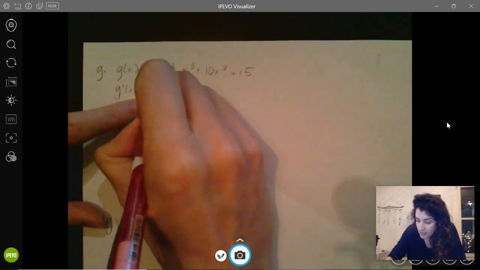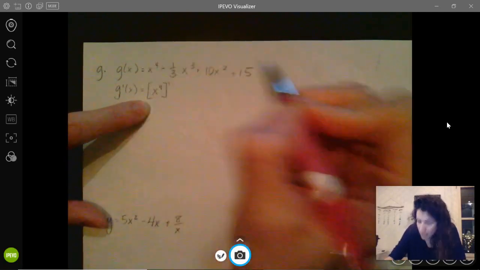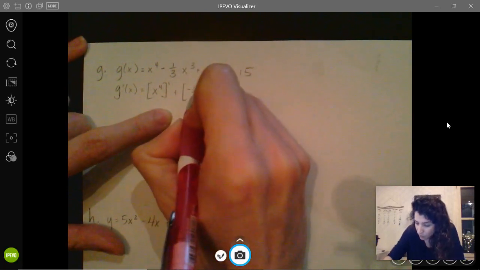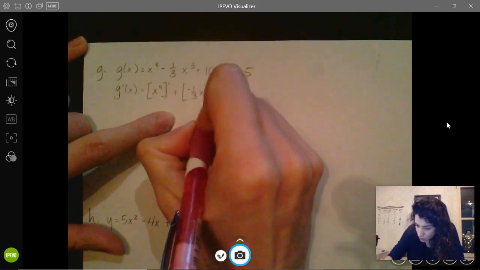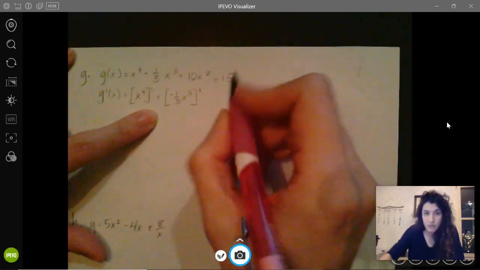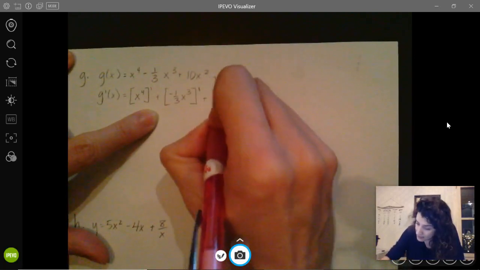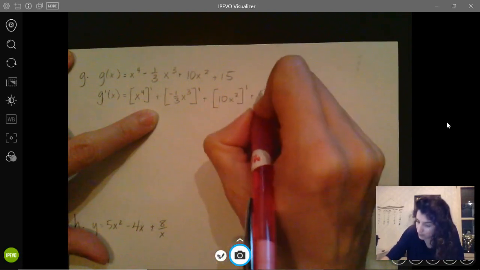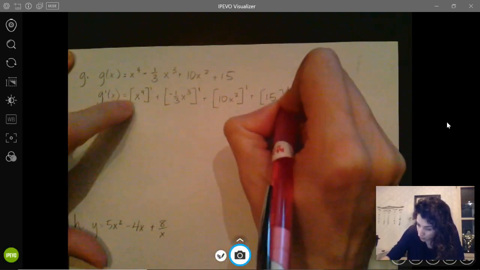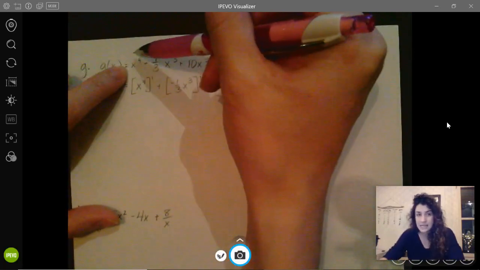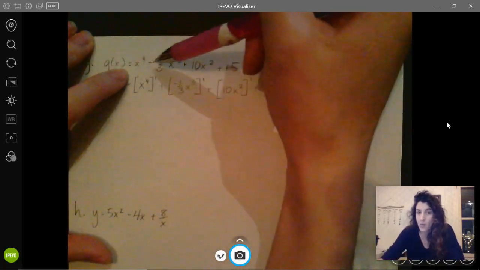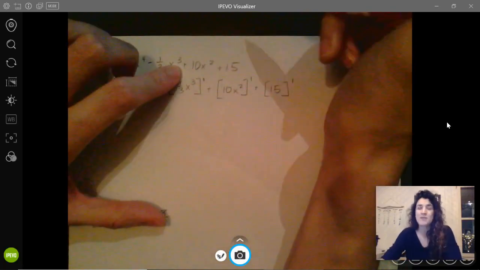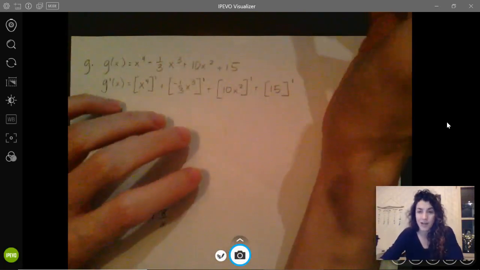Then g prime of x is equal to, how do I put this? Like x to the 4th prime, the derivative of that, plus negative 1/3 x cubed prime, just the derivative of that, plus 10x squared prime, plus 15 prime. So really what you're doing is just taking this little bubble and saying, what's the derivative of that? What's the derivative of that? What's the derivative of that? And what's the derivative of that?